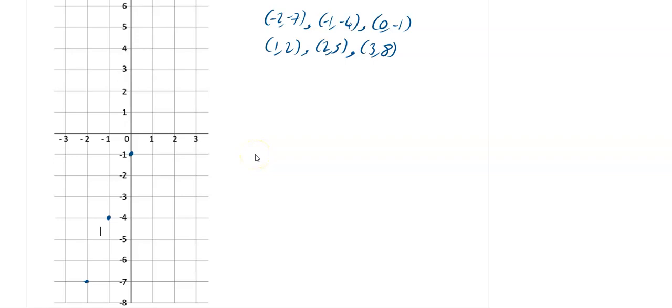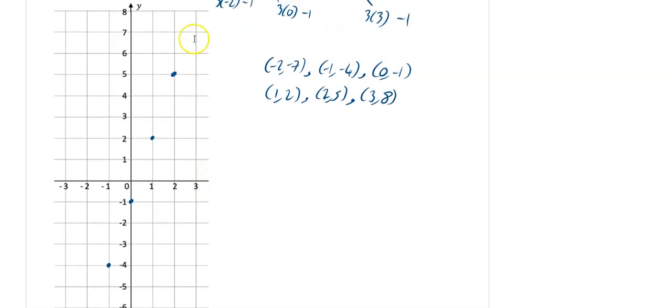At 1, I'm at 2. So when x equals 1, y is equal to 2. So it's going to be up here. And when x equals 2, y is equal to 5. So x equals 2, y equals 5 is going to be up here. And when x is equal to 3, my y is equal to 8. So I'm going to zoom up a wee bit. So 3, 8 is going to be up here. And get those points drawn and then link them with a straight line.